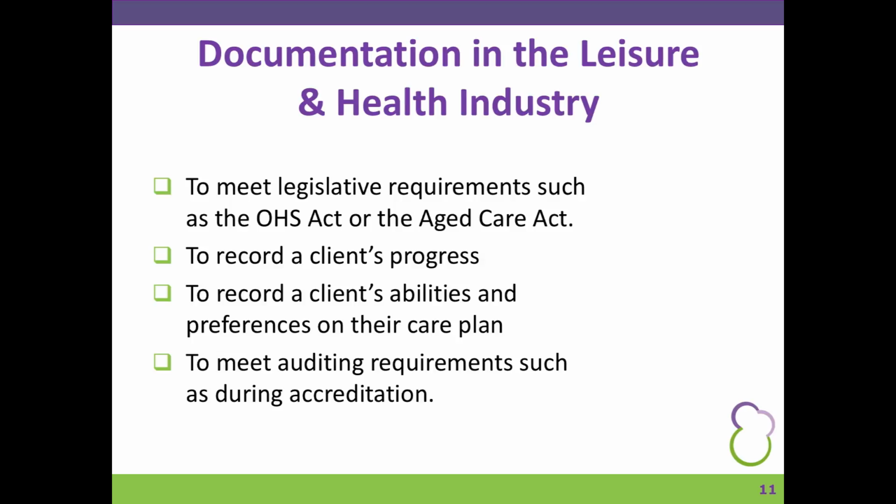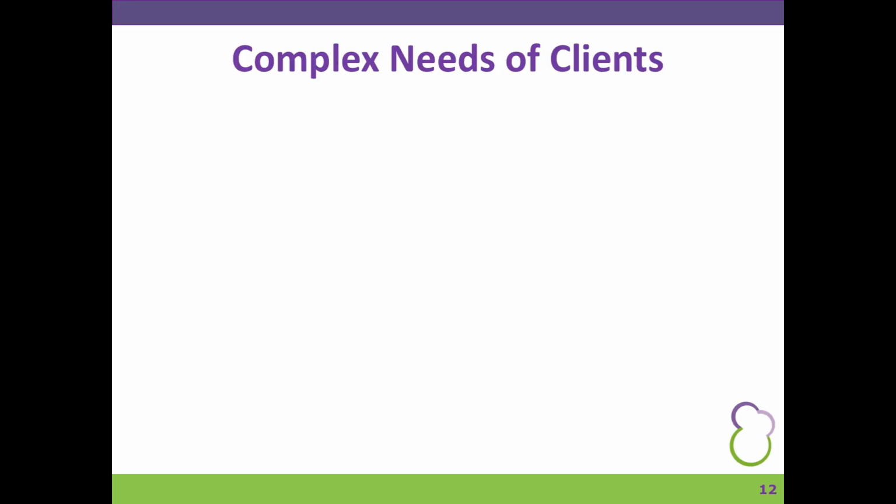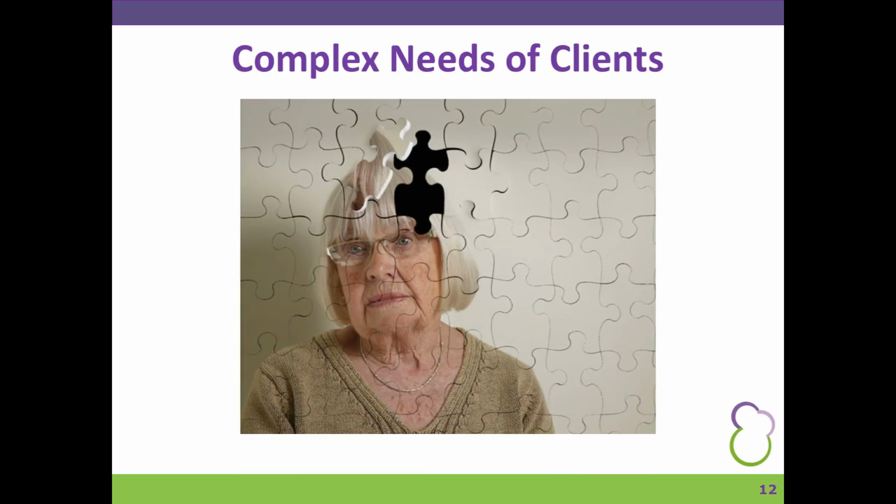Let's now look at the importance of recognising a client's complex needs when developing a leisure and health program. Many of our clients will have complex needs or comorbidities. A comorbidity is a generic term referring to the co-occurrence of disorders suffered by an individual. For example, a client could have a diagnosis of Parkinson's disease that impairs their physical ability, and also have a diagnosis of Alzheimer's disease that causes them to have memory loss.